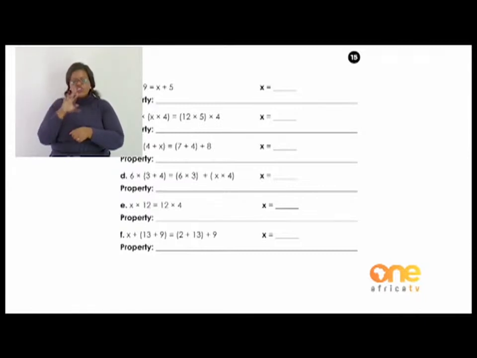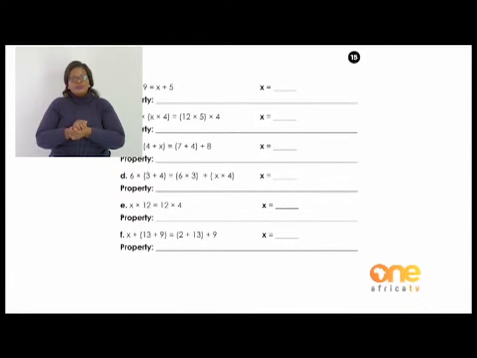And then you also need to explain what property is applied there. There is a word property, you need to explain which property. If it's associative, then you have to write associative property. Or if it's commutative property of addition, then you have to write it in that manner.